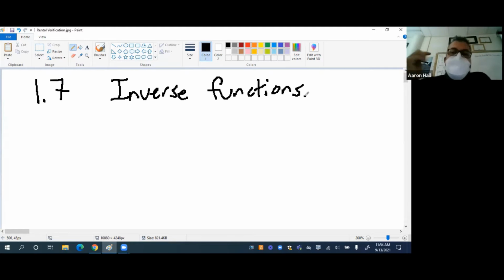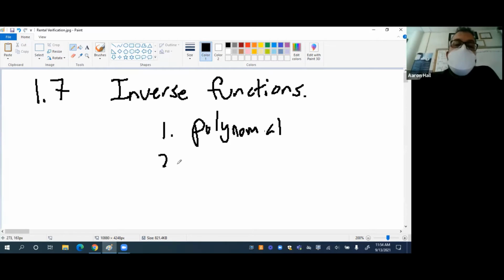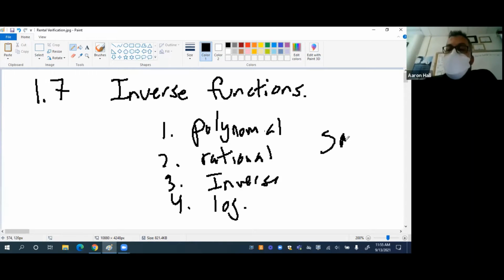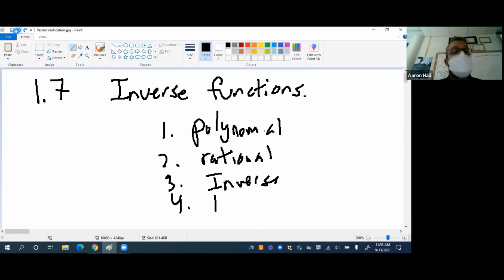The order of ideas last year for Secondary Math 3 should have been polynomials first, followed by rational functions, followed by inverses, and then followed by logarithms. So right now we are going to go over inverses. We've already talked about polynomials, rationals, and logarithms. Now we're going to be talking about inverses.